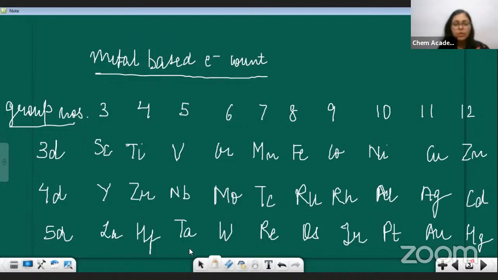CSIR NET previous year questions were done in lecture 1 of organometallics. Then some of you asked me to discuss more questions related to the 18 electron rule because you were facing problems in that. So I have specially arranged lecture 2 to solve the questions related to the 18 electron rule. This was just a brief summary which we will need to solve the questions that are going to come. If you want to do specifically the previous year questions, please go ahead and watch lecture 1 of organometallics in Chem English that I took some days ago.